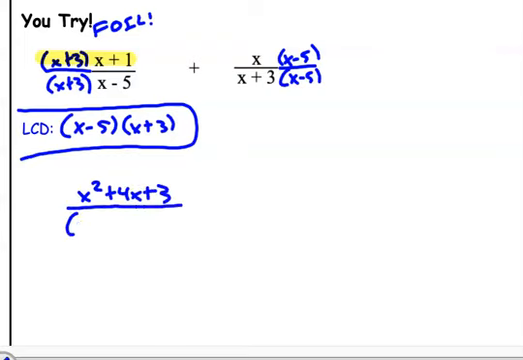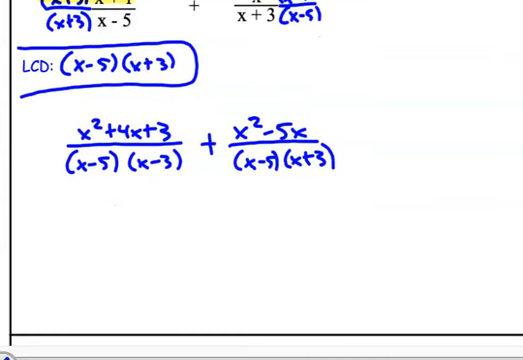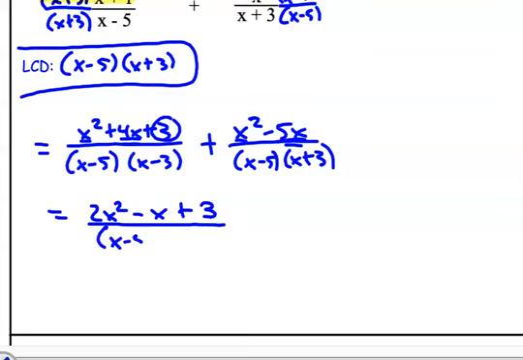On the bottom, we have x minus 5 times x minus 3. We're adding this time. We're distributing x squared in. So we have x squared minus 5x over x minus 5, and then x plus 3. Okay, same denominators. All right, now that our denominators are the same, we can combine like terms. So we have an x squared and another x squared. That's going to make 2x squared. We have a 4x and a negative 5x. That's going to add to negative 1x. We have one constant of a positive 3. All of this is over x minus 5 times x minus 3.